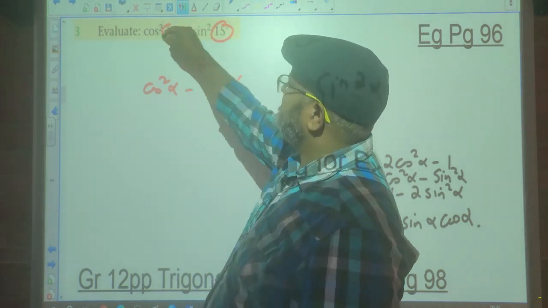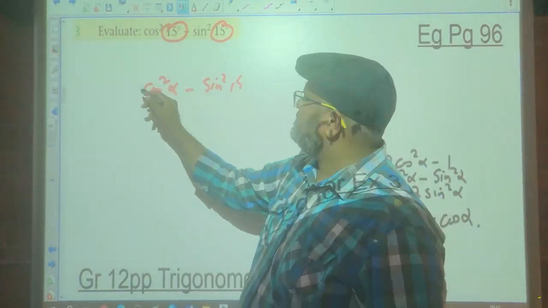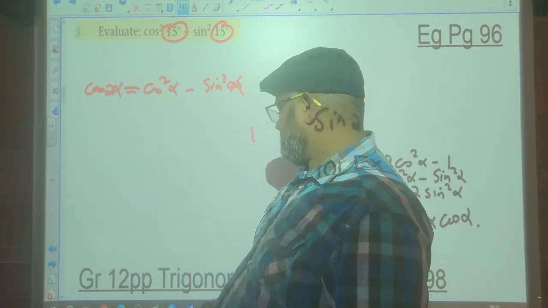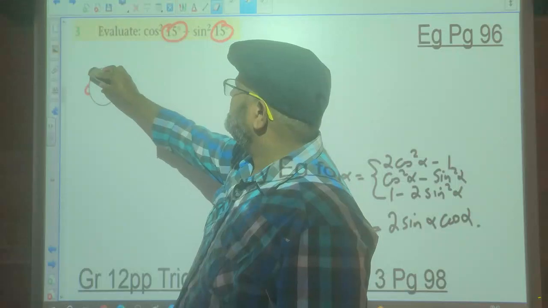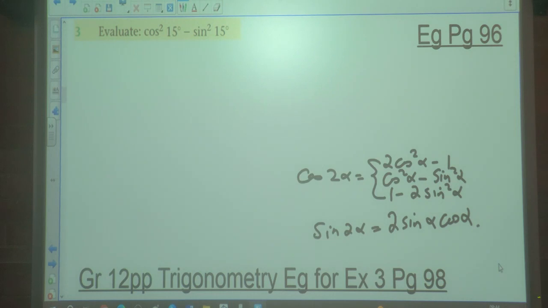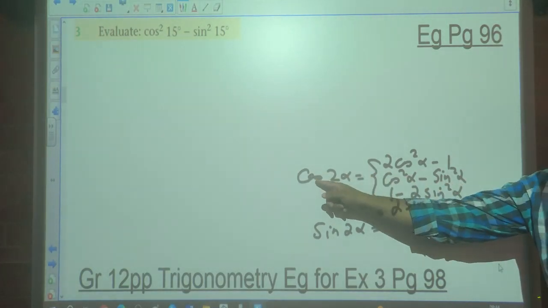You see it's the same. So what is cos squared alpha minus sine squared alpha? Cos 2 alpha. Is cos squared alpha minus sin squared alpha 1? No, it has to be plus. Cos squared alpha plus sin squared alpha is 1. Cos squared 15 plus sin squared 15 is 1. Cos squared 15 minus sin squared 15 is not 1. We know that cos squared alpha minus sin squared alpha is cos 2 alpha.